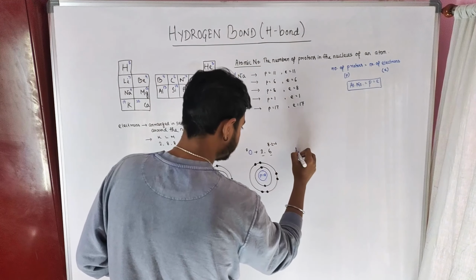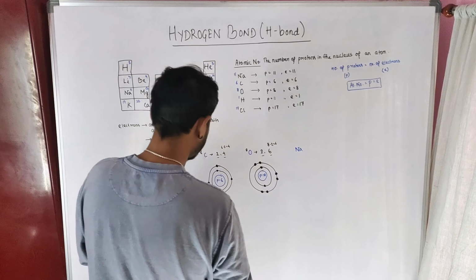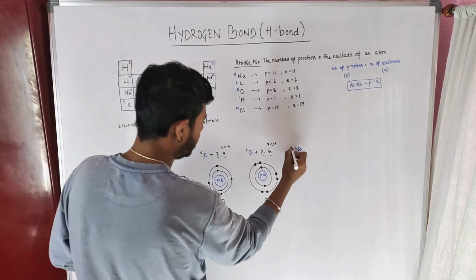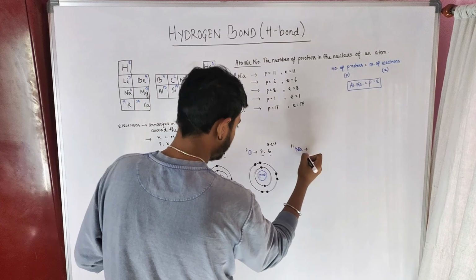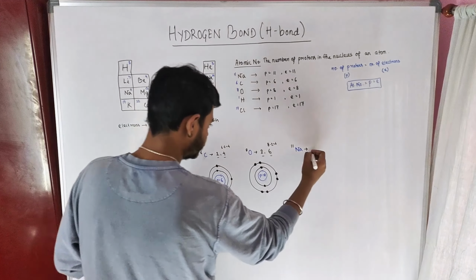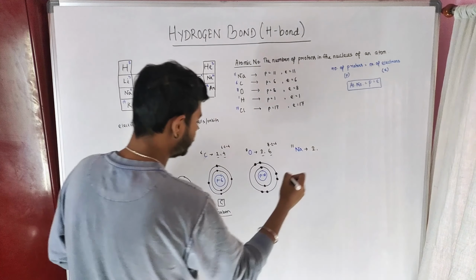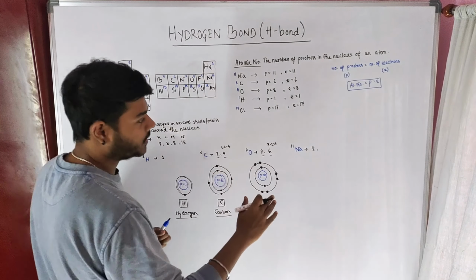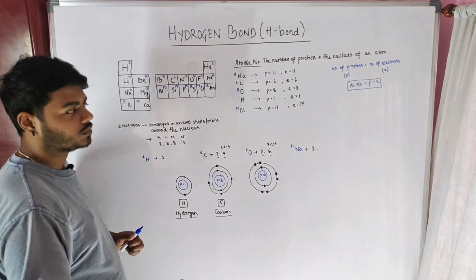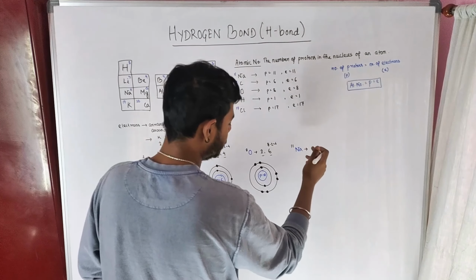Next is sodium. Atomic number 11. Two in the first shell, maximum. In the first shell we can't go over 2, so the first shell will have 2 electrons.